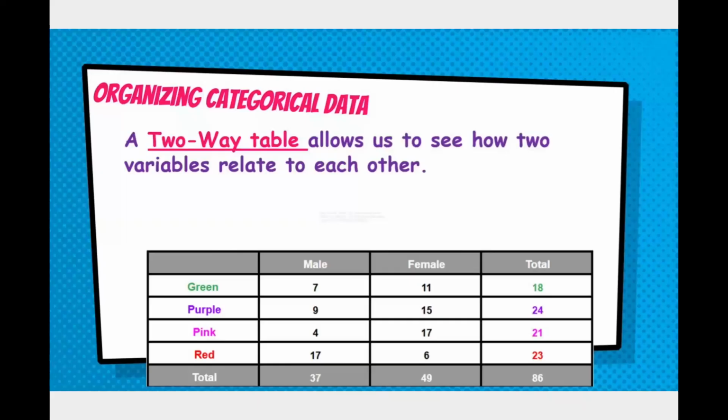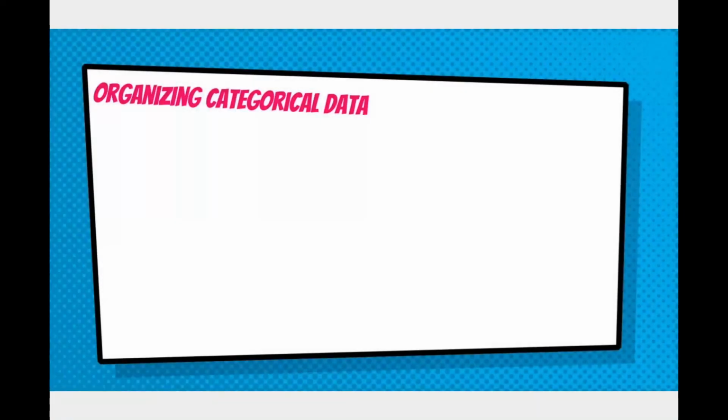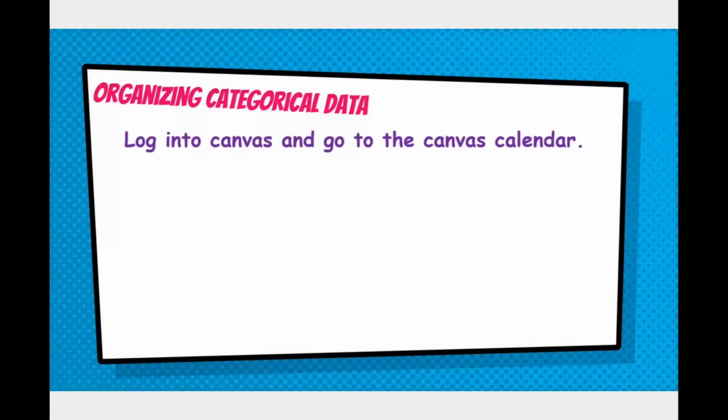And now, breaking this down, I can look at these in terms of male and female versus the colors that they actually selected. So one variable labels the row and the other labels the columns. Each cell shows how many students fall into both categories. So this is not numerical data. This is categorical data. We're just counting them, and that's one way we can organize it. And that's what you're going to have to do as part of your project.